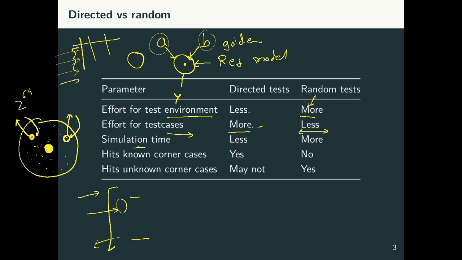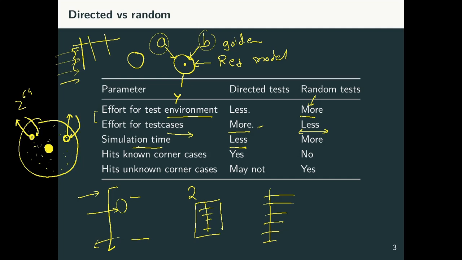In terms of simulation time, for directed tests, the effort will be relatively less. One, because our test case and test environment is simple. And second, we are just testing the cases that we are interested in. So for example, if this was a 2 input gate, then I know that there are only 4 possible values. So with directed, I will just test for 4.